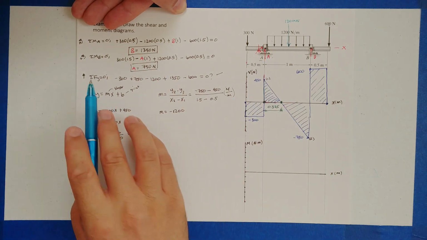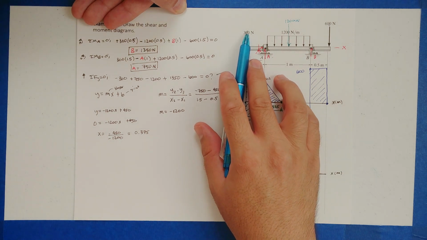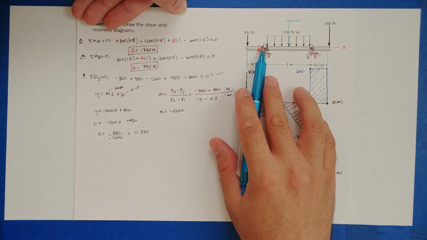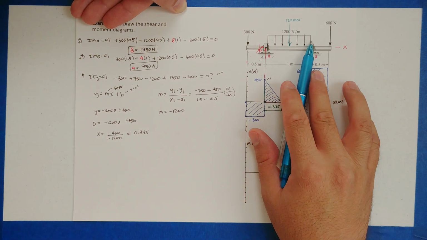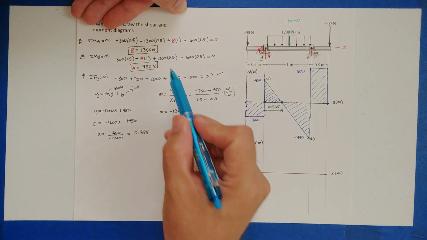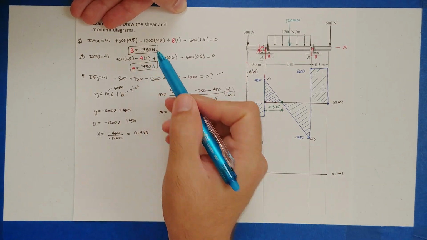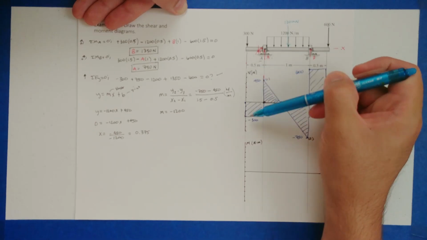Then I went ahead and checked my work. I summed the forces in the Y direction. So I got minus 300 plus 750 minus 1,200 plus 1,350 minus 600. And when I checked it, it equals 0. So that gave me confirmation that both A and B are correct. And it gave me the okay to continue working on the shear moment diagram.